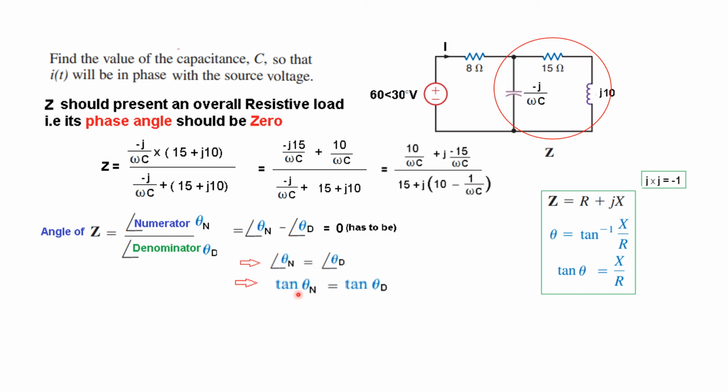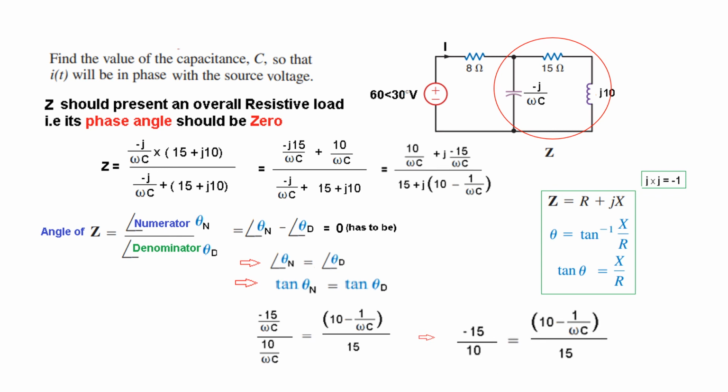So tangent theta n, that is of the numerator, according to this will be X, that is the imaginary term divided by the real term. Now this is the imaginary term divided by the real term. So we'll write it like this, minus 15 omega C divided by the real term. And similarly, tangent theta d will also be imaginary term divided by real term. And now we'll simplify this. So omega C gets cancelled from here. So this is a slightly simplified form. We'll simplify it further.